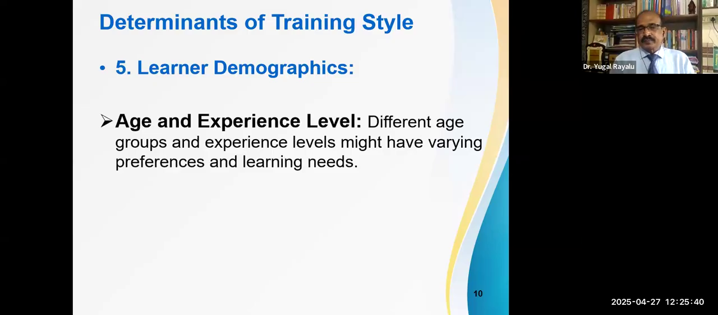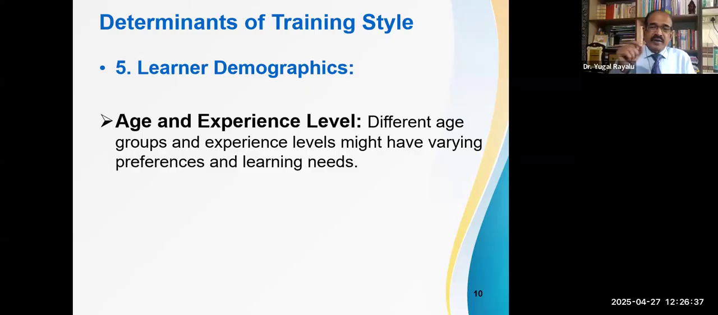Age and experience level. Different age groups and experience levels might have varying preferences and learning needs. Today, when you go to an industry, the youngest person could be 21 years old, because it is at 21 or 22 that a person becomes a graduate. But the oldest person in that organization could be even 70 years old, having come on an extension. Now, the preference of a 22-year-old person is diametrically opposite to what a 70-year-old person demands. The 70-year-old person is not a product of the 21st century society. He or she is a product of the bygone era with traditional values.